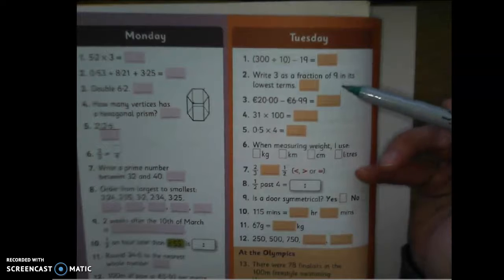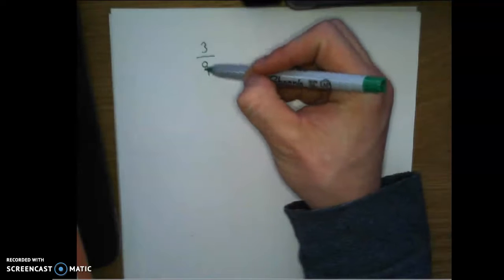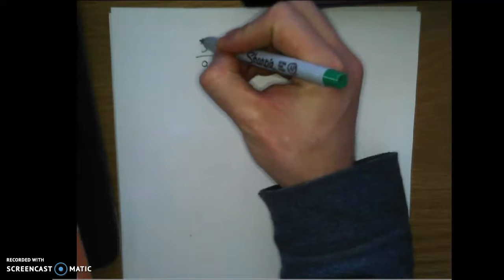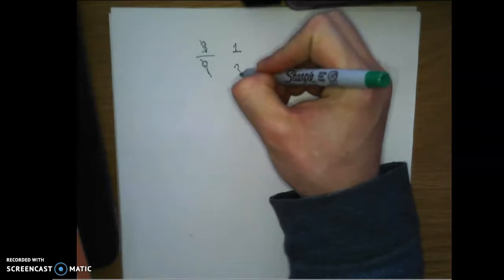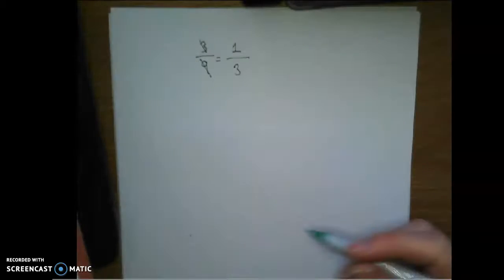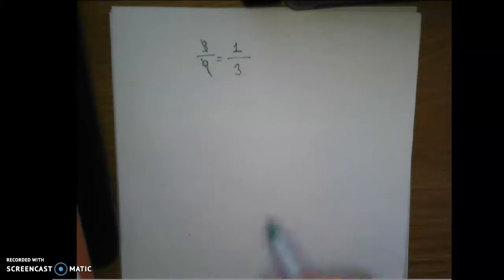Write 3 as a fraction of 9 in its lowest terms. 3 as a fraction of 9 is 3/9, but in its lowest terms means to make it as small as possible. So 3 goes into 9 evenly. 3 goes into 3 once, 3 goes into 9 3 times. So 3/9 is the same as 1/3. That's what is meant by in its lowest terms.